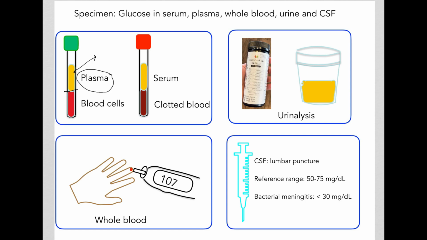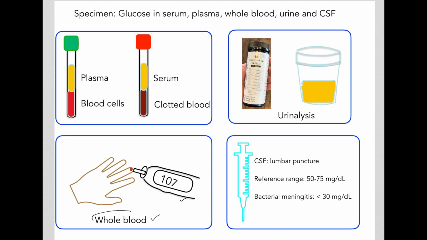Sometimes it's measured in serum. Now in serum, you have to wait for the blood to clot. It takes about 10-15 minutes, and after the blood is clotted, then we centrifuge the blood, and the clotted blood will be at the bottom here, and on the top we'll have this liquid called serum that can be used for glucose analysis.